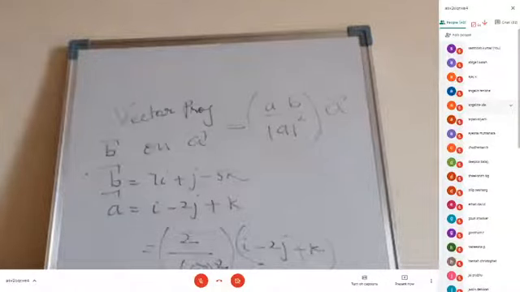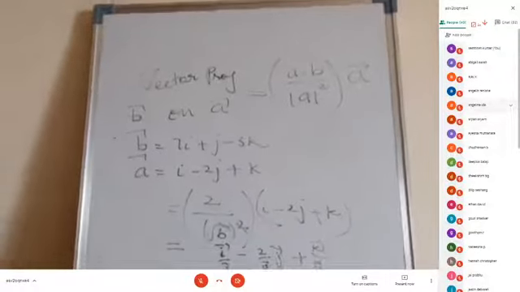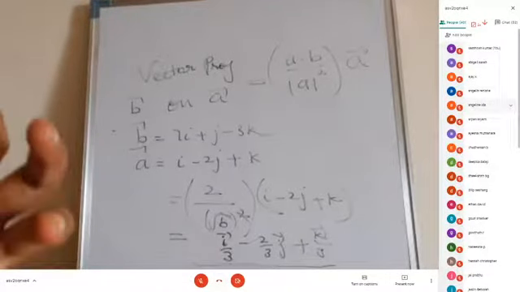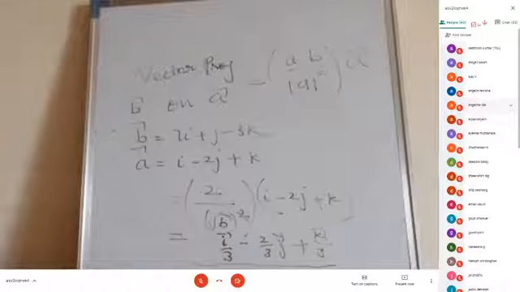Can you see the board? Projection means scalar projection; vector projection means vector. For scalar projection you get a number. For vector projection you get a vector.